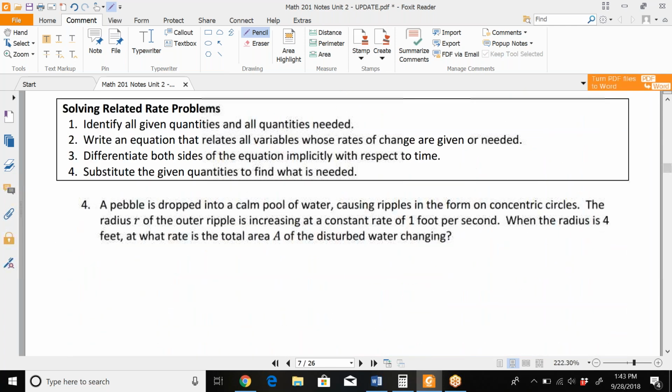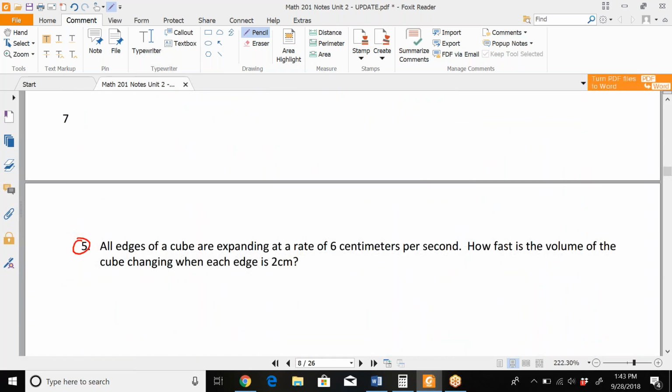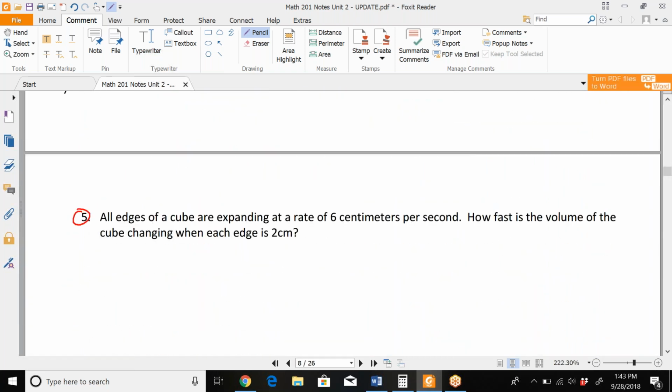All right, we did number 4 in class, so we're going to look at 5. This is saying all edges of a cube are expanding at a rate of 6 centimeters per second. So that's the change in the side length. How fast is the volume of the cube changing when each edge is 2 centimeters? So to know this, you have to know what the volume of a cube is. The volume of a cube is the 3 sides multiplied together. So it's s cubed, because a cube is 6 different squares. So when we look at this, we're thinking this is the formula we're dealing with.